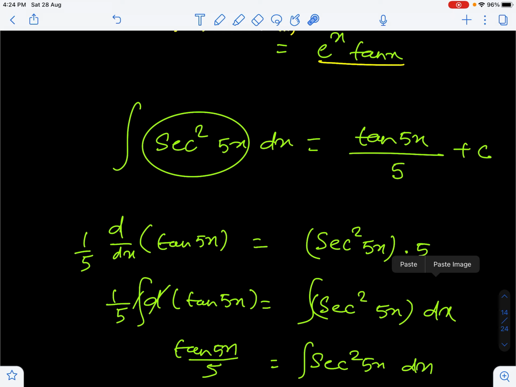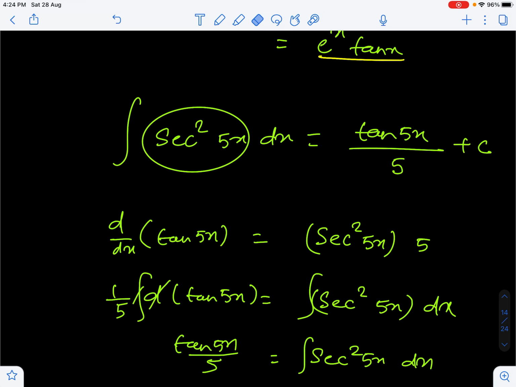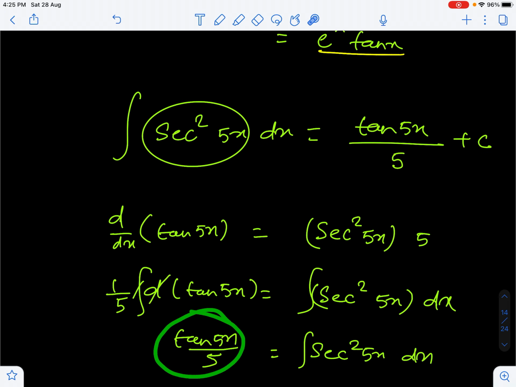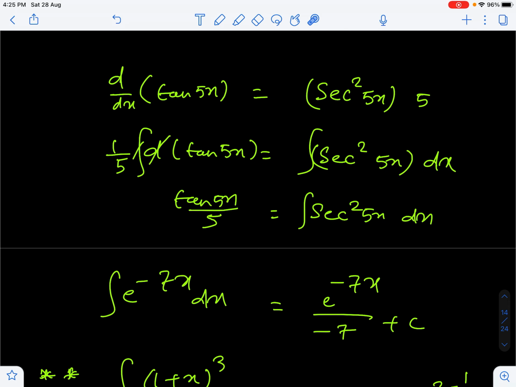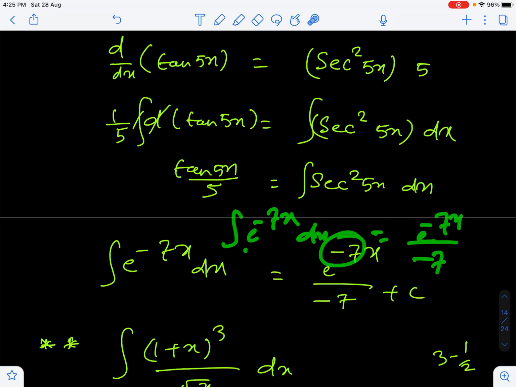Now see, I have just this term, and you know the differentiation of this term gives an extra 5. So what you will do, you take this 5 to this side as 1 by 5, so 1 by 5 integration of these things. That is why the integral of sec square 5x dx is tan 5x by 5 plus some constant. Then the integral of e to the power minus 7x dx: first integration of e to the power x gives e to the power minus 7x upon minus 7, the negative also will come in the denominator.